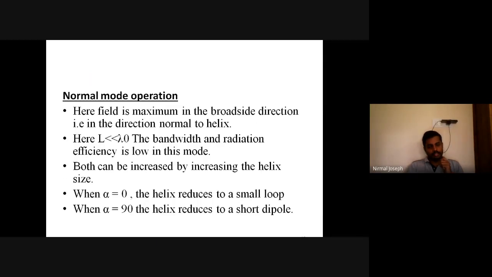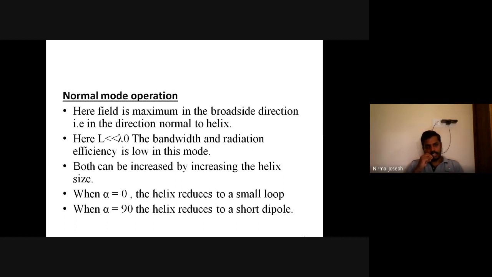So L should be much, much less than lambda. What is lambda here, or lambda naught? That is the operating wavelength. If the antenna is designed to operate at a particular wavelength, the total axial length L should be much, much lower when compared to lambda.